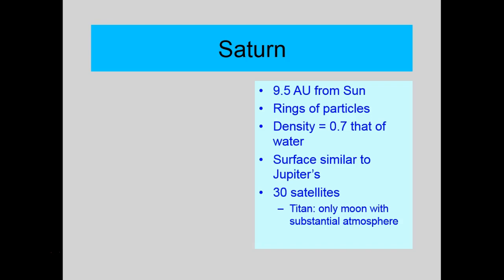Here is the most amazing thing about Saturn to me. The rings of particles, that's probably most. Next to that is density. 0.7. That's less than the density of water. If you had a big enough bowl, Saturn would float. Of course, we don't have big enough bowls. The surface is very similar to Jupiter's. And it has 30 satellites. So I'm pretty sure Jupiter's is in the 50s or 60s.